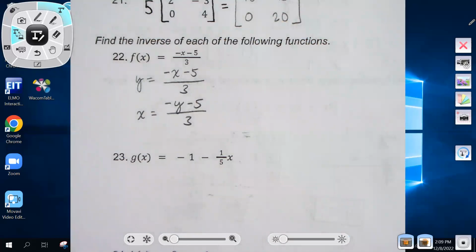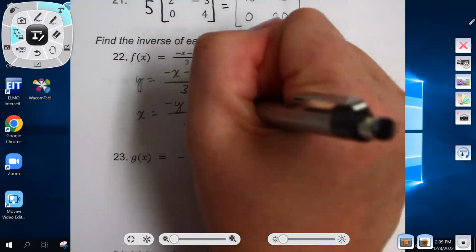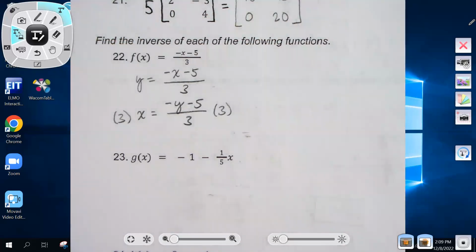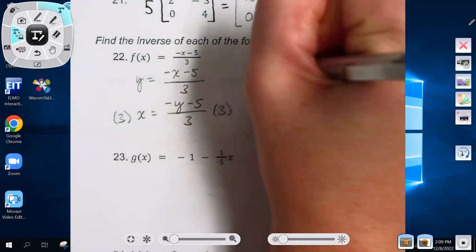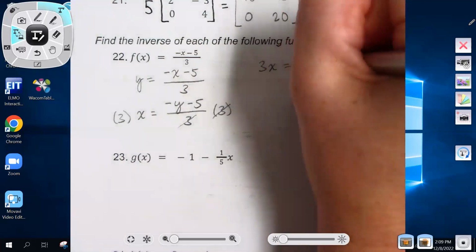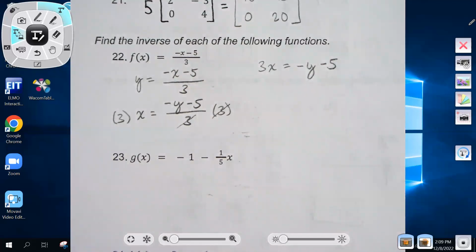From here, the things that you have to do to solve for y are going to be different in each problem, but you still have that ultimate goal of getting y by itself in all of them. So right now we have a fraction. If we want to get rid of a fraction, we multiply both sides by the denominator. So we're going to multiply both sides by 3. So that gets me 3x equals, the 3's cancel on this side and leave us with negative y minus 5. So multiplying both sides by 3 should have been your first step.